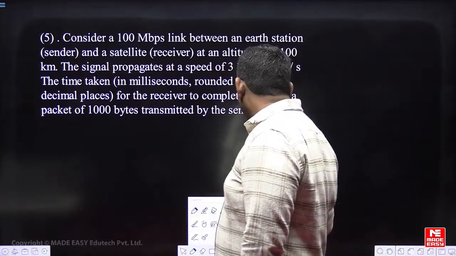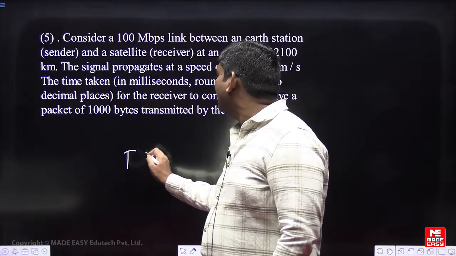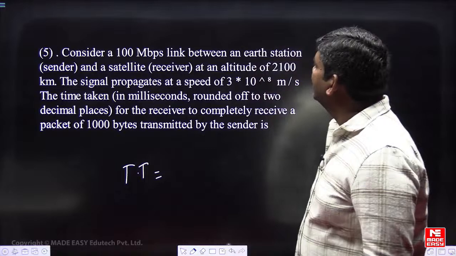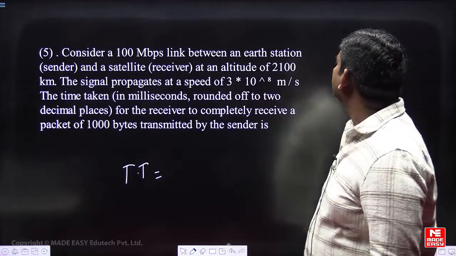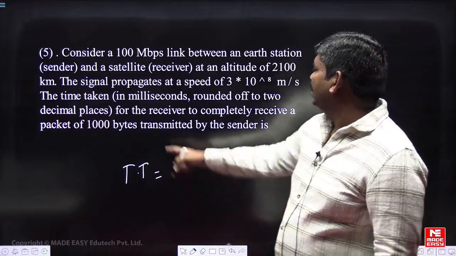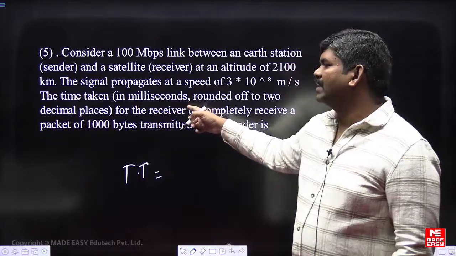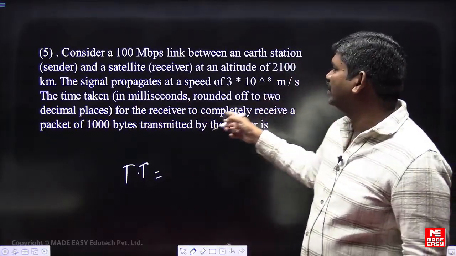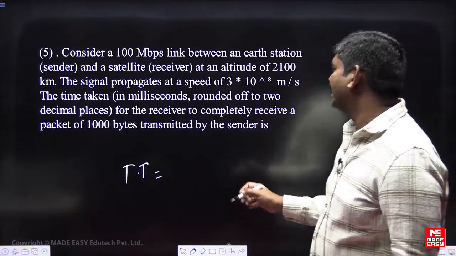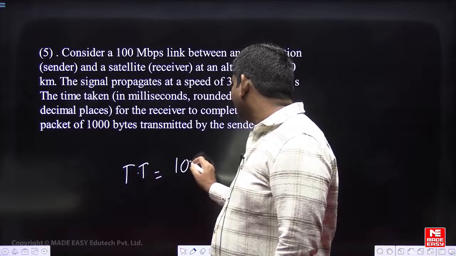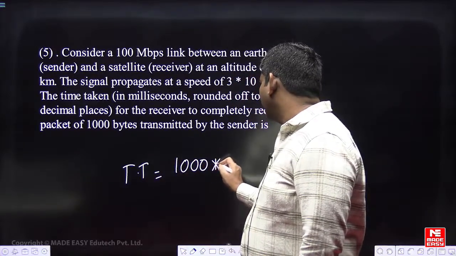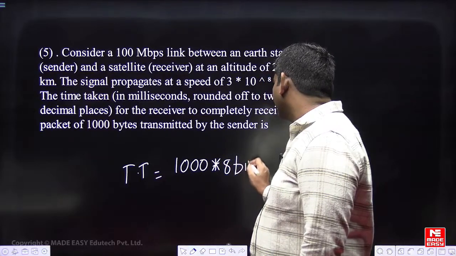First, calculate the transmission time at which it is going to transmit the signal. How is it going to transmit? The data size, how much you want to transmit? The time taken in milliseconds, here also they are asking milliseconds, rounded off to 2 decimal places, for the receiver to completely receive a packet. What is the packet size? They have mentioned it is 1000 bytes. So try to convert it into bits, into 8 bits.